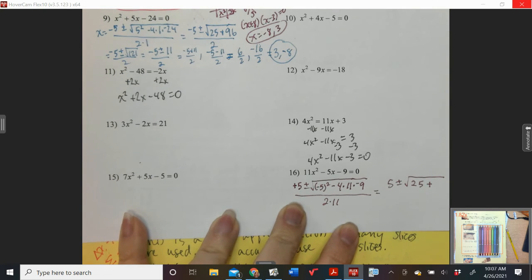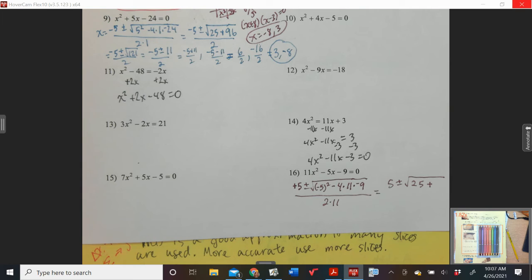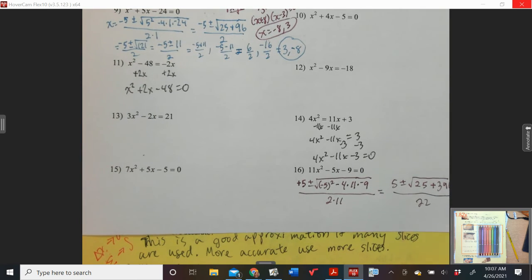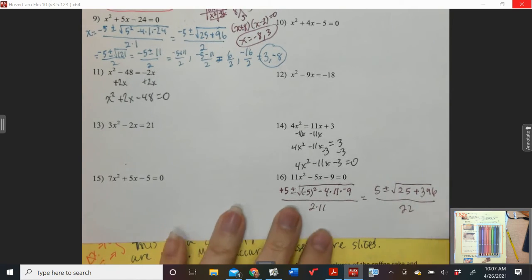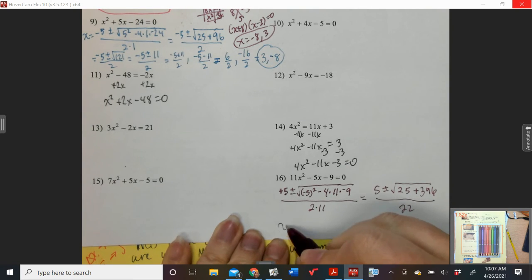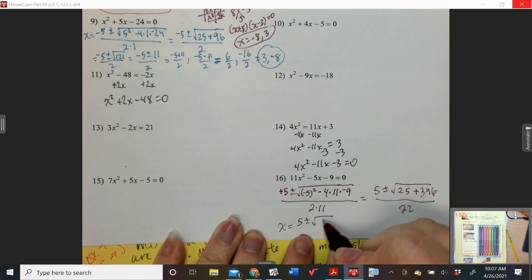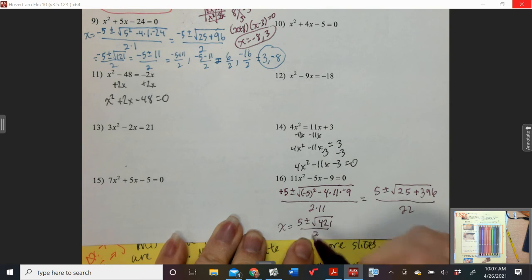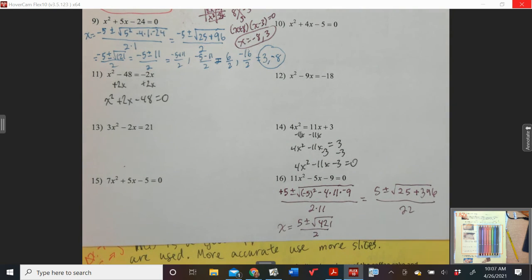plus 4 times 4 times 396 over 22. And I get 421 under the radical here. So I have x equals 5 plus or minus the square root of 421 over 2. The square root of 421 is a decimal of about 20.5. So I'm going to call it finished right here.